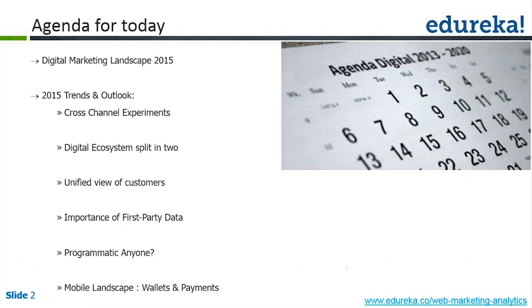We will be looking at cross-channel experiments, the whole digital ecosystem being split into two, the need for a unified view of the customers in the digital world, the importance of first-party data, what is programmatic advertising, and a look at the ever-exploding mobile landscape.